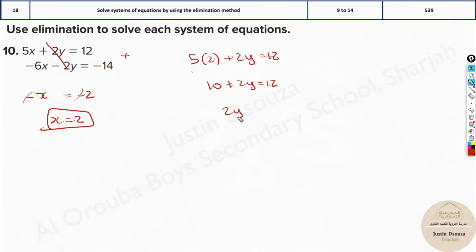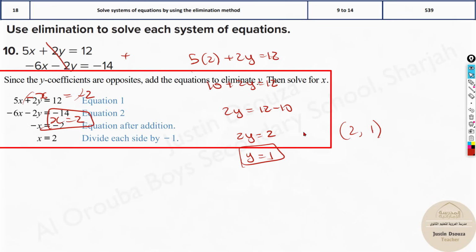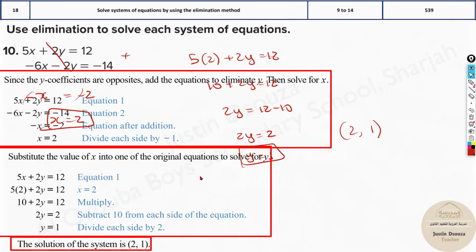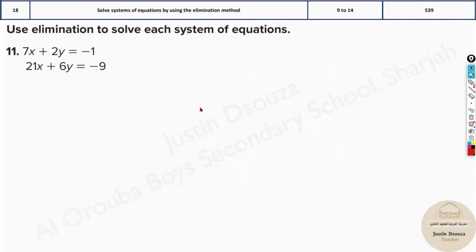Take this to the other side. It will be 2y equals 12 minus 10. 2y equals 2. Y is equal to 1 because we divide both sides by 2. And this is the solution set. 2, 1 is the answer. So this is how we can easily solve it. 2 and 1 is the answer. Please solve the other problems by yourselves. They are pretty straightforward. Now I'll do this last one.